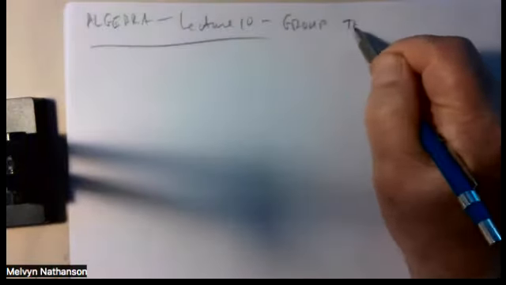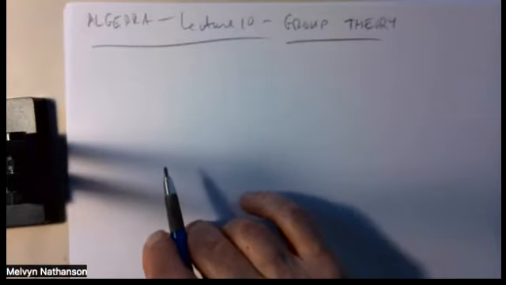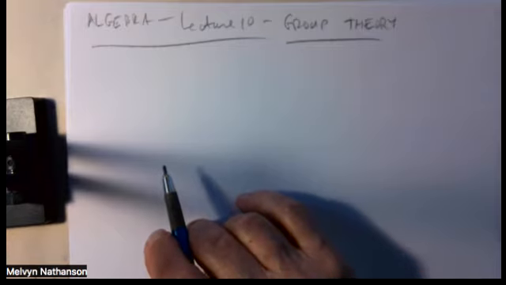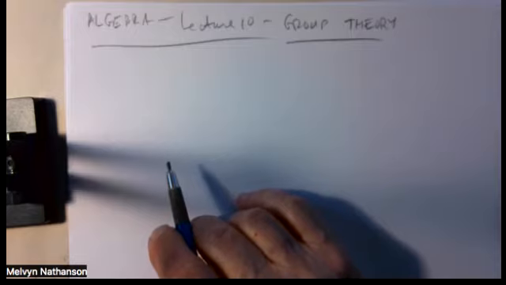All right, Algebra Lecture 10, and what we are studying is group theory. And it's important to have a nice collection of groups at our disposal. We've already seen several examples of groups, and let's find some more.